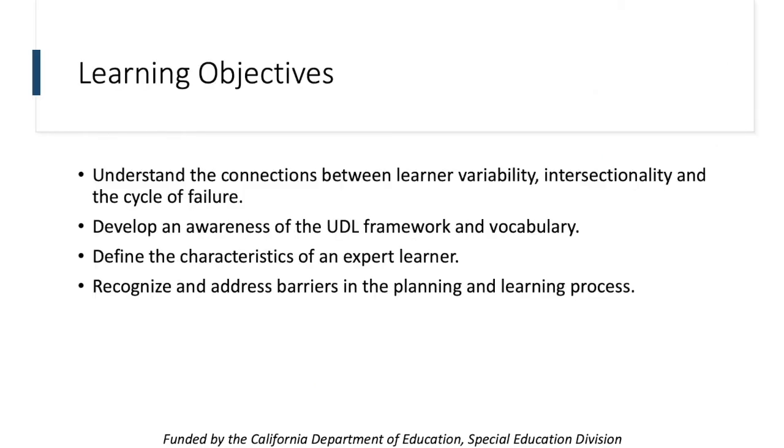The learning objectives for this session are intended to generally deepen understanding of the UDL framework in key terms, for the purpose of increasing access and outcomes for our most marginalized student populations. This presentation will be a general overview for participants to become familiar with the overarching tenets of UDL. More specifically, attendees will leave this session with an understanding of the connections between learner variability, intersectionality, and the cycle of failure, develop an awareness of the UDL framework and vocabulary, define the characteristics of an expert learner, recognize and address barriers in the planning and learning process.